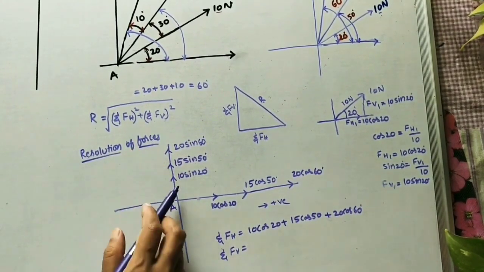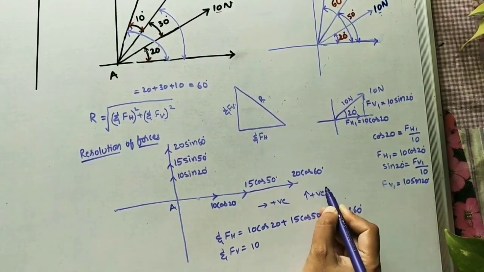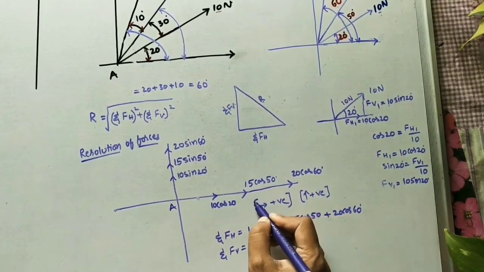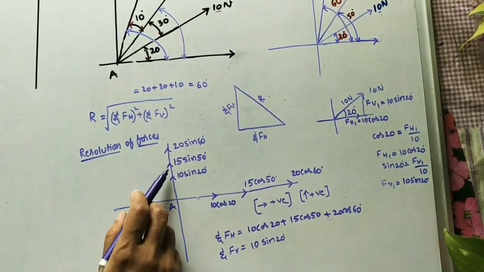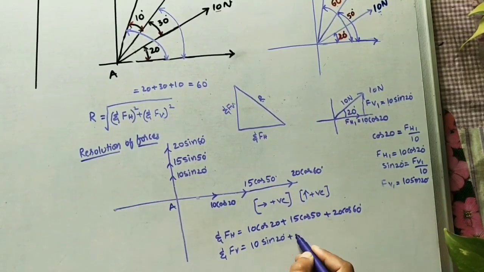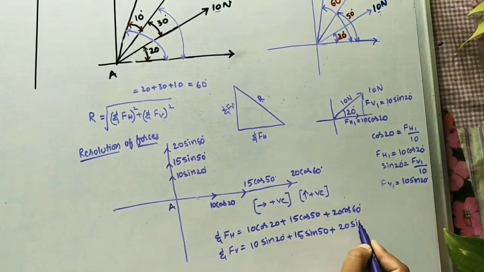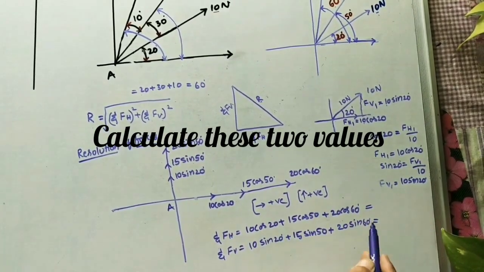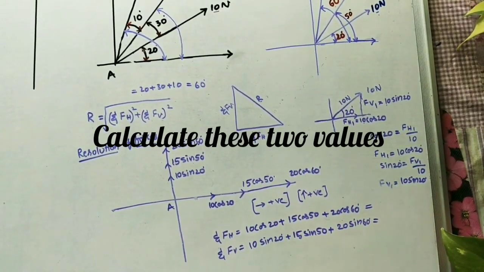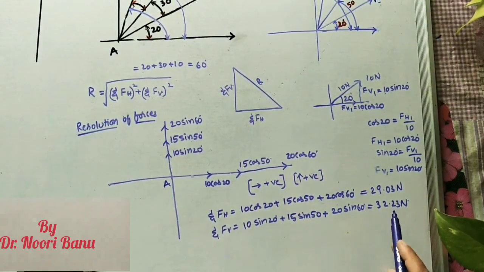Okay, now next we have to calculate sigma Fv. What are the vertical components? 10 sin 20, upward I am also taking positive. Okay, vertical components: 10 sin 20, the next force is 15 sin 50, plus 20 sin 60. I got sigma Fh as this value, units are newtons, and sigma Fv is like this.